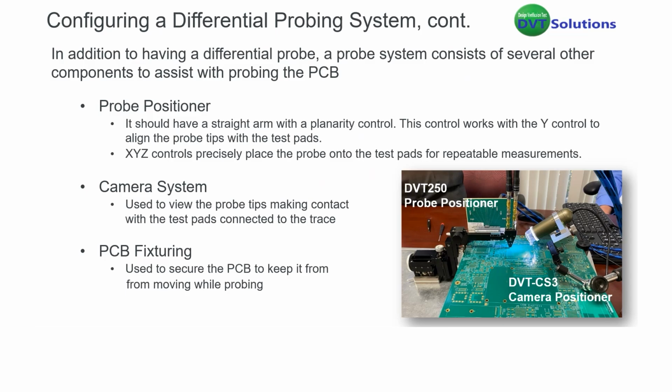Secondly, in order to see that the probe tips are making contact with the test pads, you need a camera system. That allows us to view the probe tips making contact with the test pads, and also that they're planar. Lastly, if you're probing a board, you're most likely going to need some kind of fixed PCB fixturing to keep it from moving or bowing while you're measuring your data.